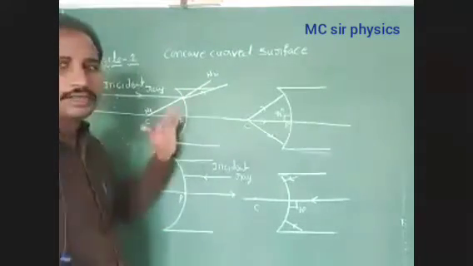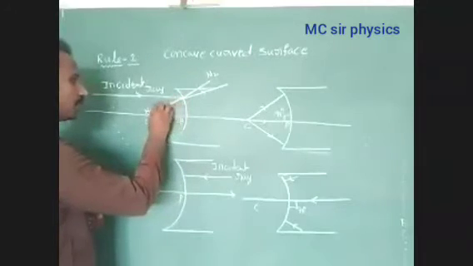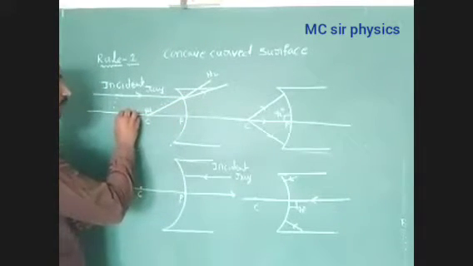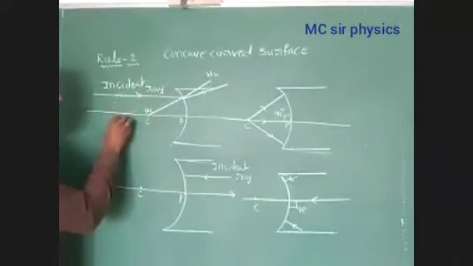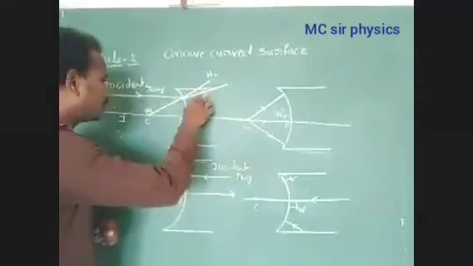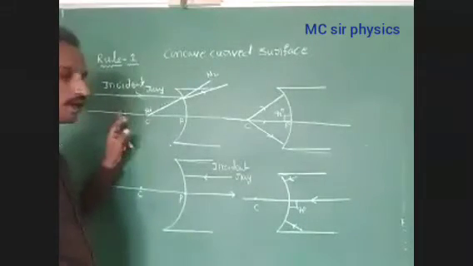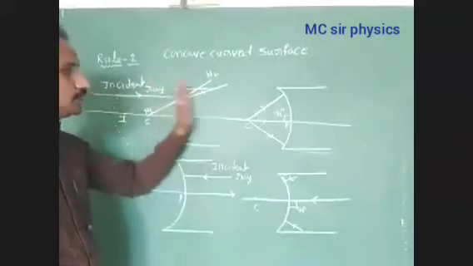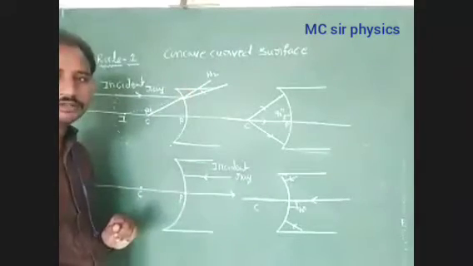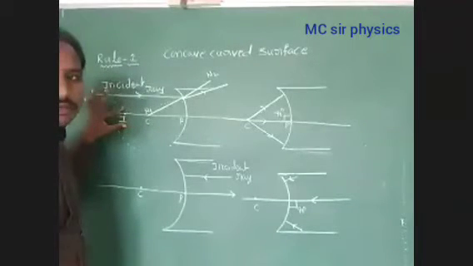The refracted ray bends towards the normal. This means the refracted ray appears to come from one common point on the principal axis. This point we have to consider outside the denser medium. This is the image formation point on the principal axis.